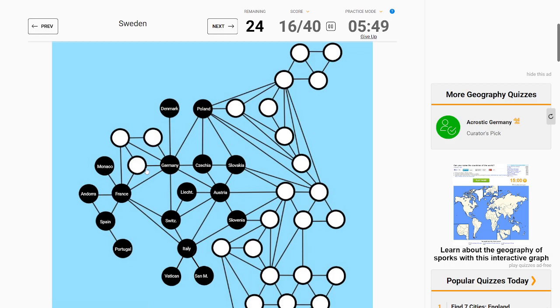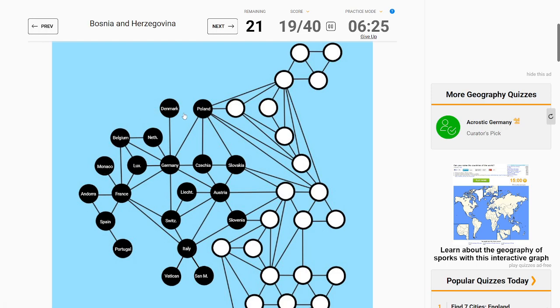Right, Germany. We need Luxembourg. The Netherlands borders Germany, but doesn't border Luxembourg. So this must be Luxembourg, and this must be the Netherlands. And then we've got Belgium in the last slot there. Perfect. We're doing good, we're doing good.